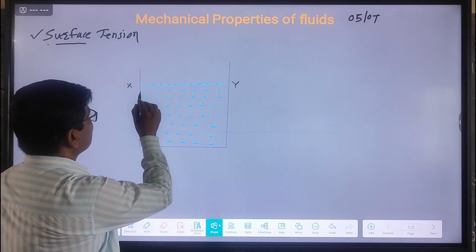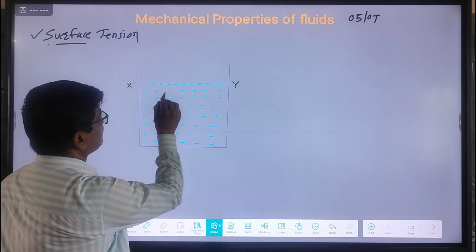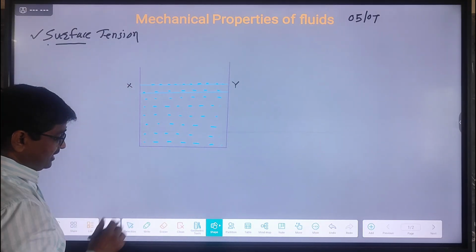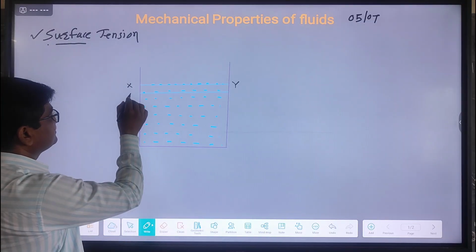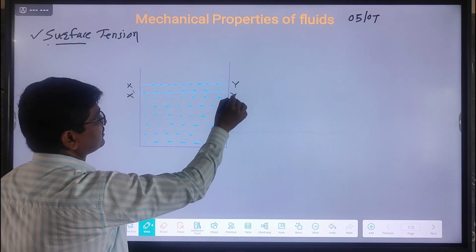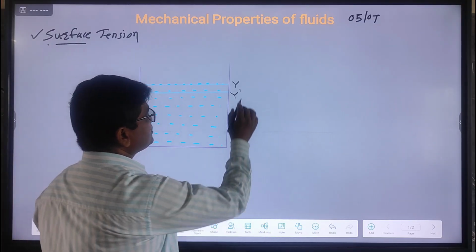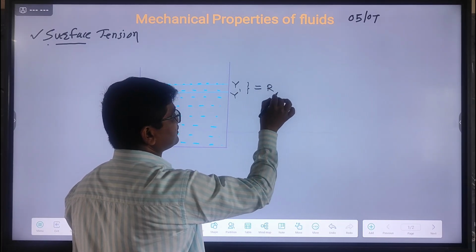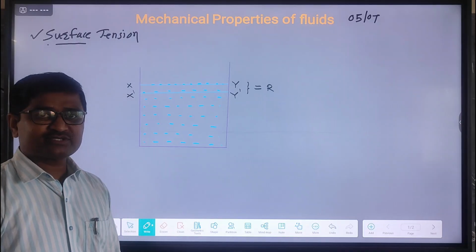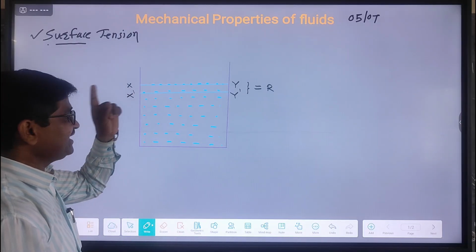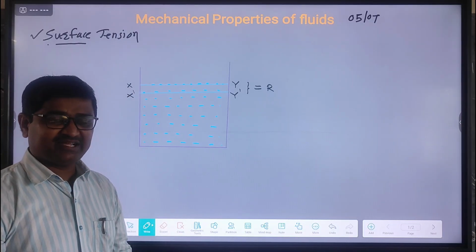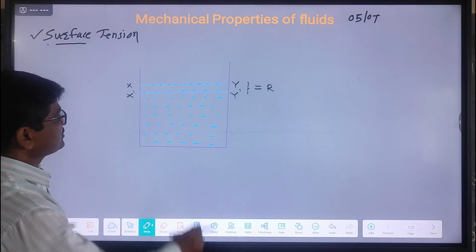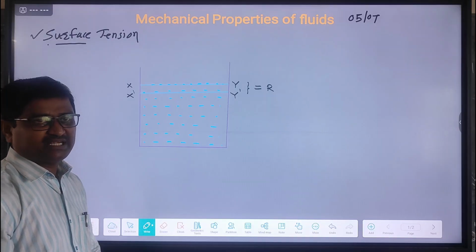We draw another parallel line, and such a parallel line will be represented as x dash y dash. So the distance between x and x dash, and y and y dash, is denoted by r. So that is the range of molecular force. It means the distance between x and x dash is the surface film. You got it clear? It is a free surface of liquid whose thickness is equal to the range of molecular force. So imagine that this is a surface film that is very thin.